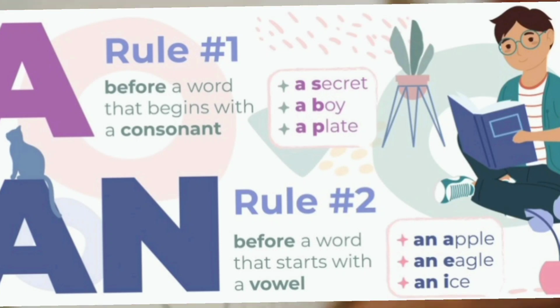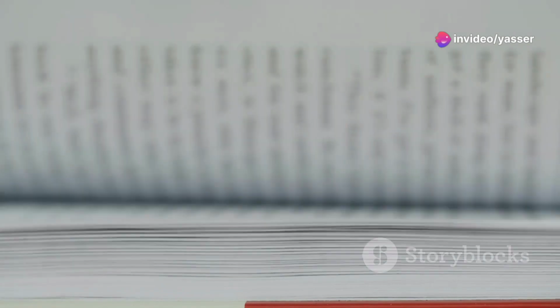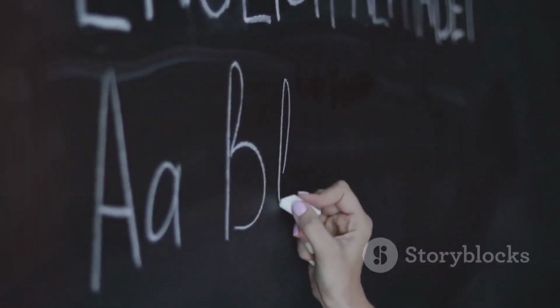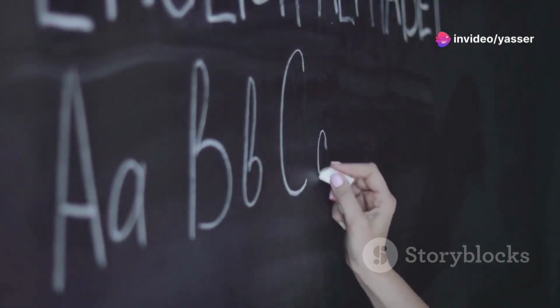Let's start with the basic rule. We use a before words that begin with a consonant or a vowel with a consonant sound. For example, a book, a cat, a university. On the other hand, we use an before words that begin with a vowel or words beginning with a mute H. For instance, an apple, an hour, an elephant.